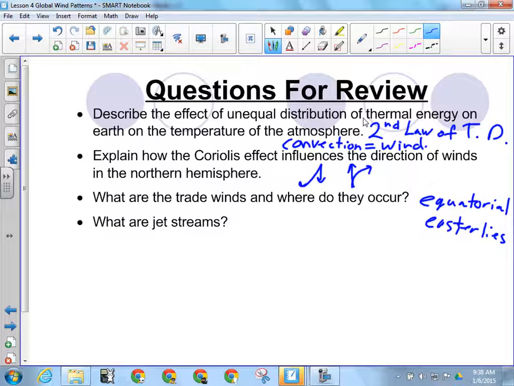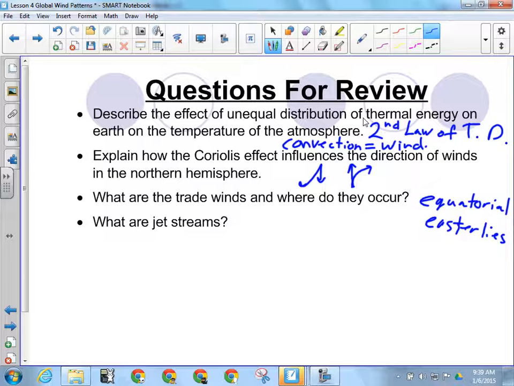And what are jet streams? Somebody's got to know the answer, especially since it's in your notes. Right. And not just a major wind, but the key part that makes them different from these prevailing winds we talked about is that they are at a high altitude. They are high altitude major winds that help transfer energy from polar and equatorial regions.